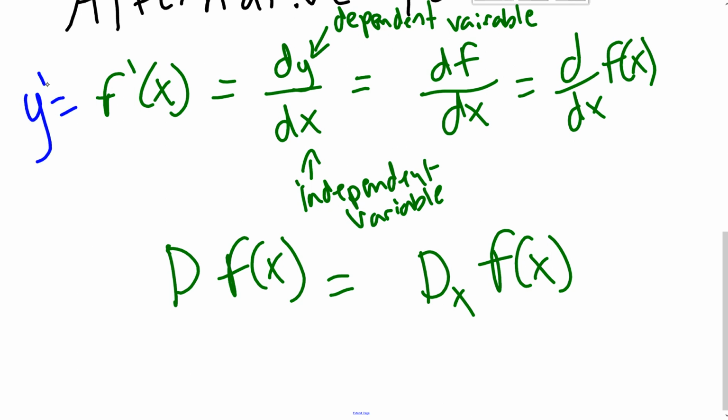Y prime is pretty easy. We'll get into this one, especially when we do implicit differentiation, because we can treat that as a ratio and solve for dy. We won't right now, but later on we will.